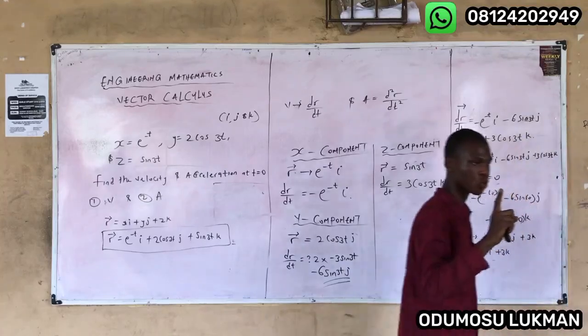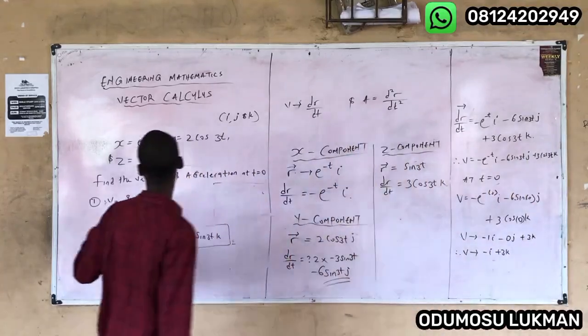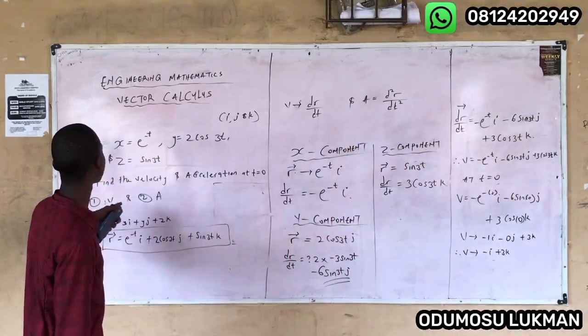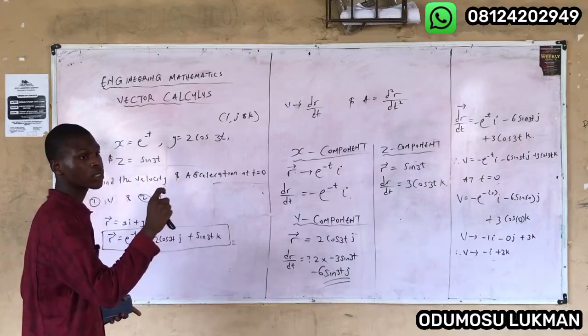Then we eliminated 0. Then we have minus i plus 3k. But one more thing to go. You are not done. The question said find the what? The component, right? The component.